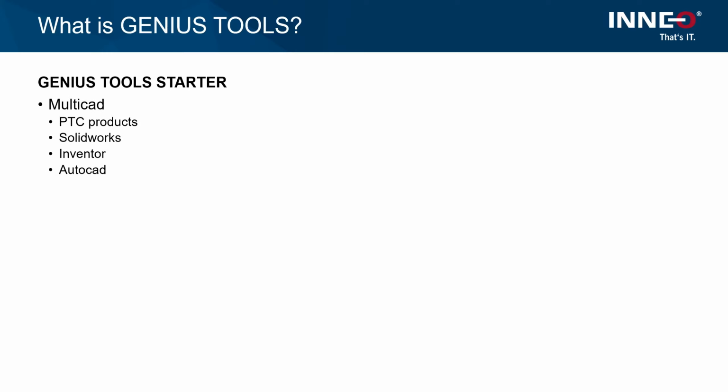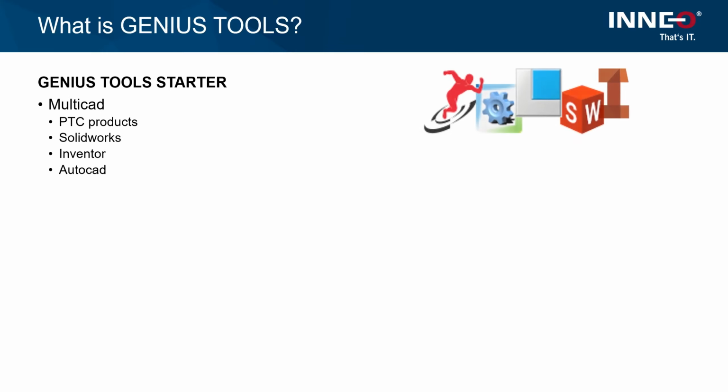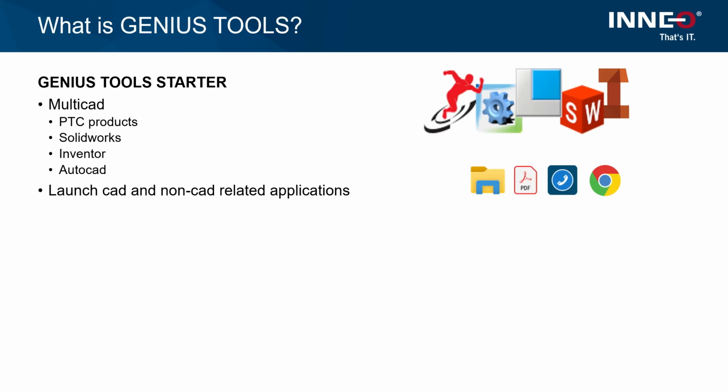In the starter application, we could also manage multiple CAD systems. It's not just the PTC systems. It can manage all the Creo products. It can manage other CAD systems such as SolidWorks, Inventor, and AutoCAD as well. And we're in the process of expanding this to support applications such as CATIA and NX as well. You can also launch non-CAD related applications from this tool, so it makes it nice and easy for a company to have a central point where people can access all these tools without having to access network drives and other applications.